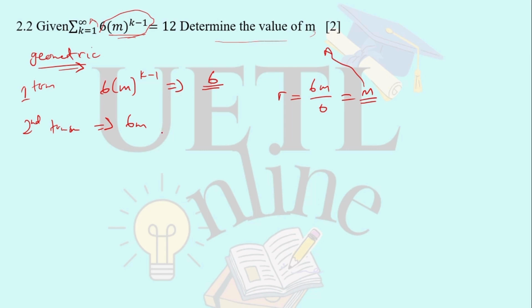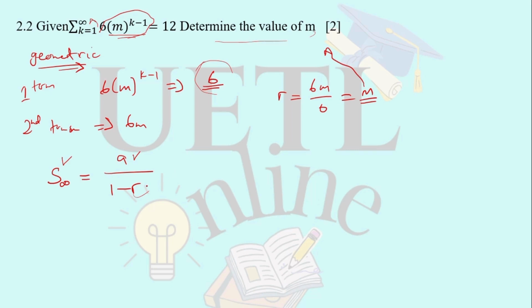Now we are going back to the formula of sum to infinity. I told you that the sum to infinity of a geometric series is given by a over 1 minus r. But now we are told that the sum to infinity is 12. So we substitute 12 here, and we substitute our a, which is the first term, 6. Then our r here is m.